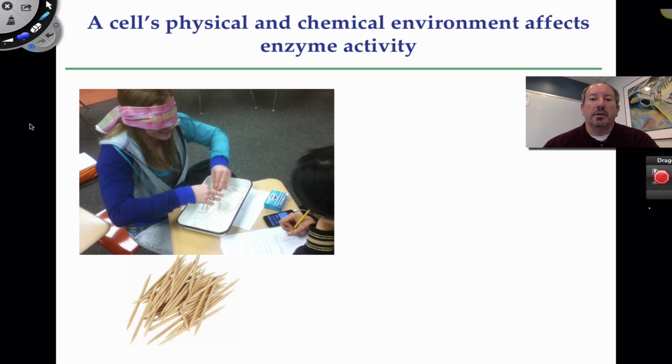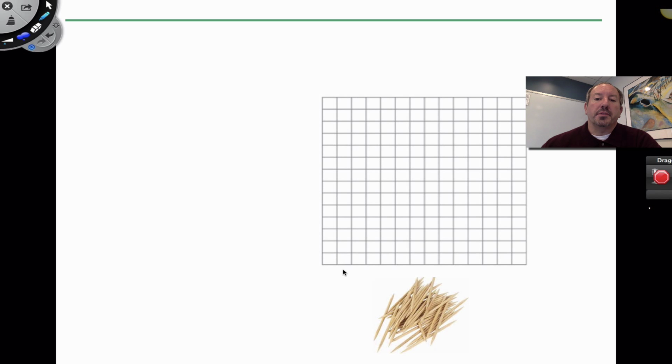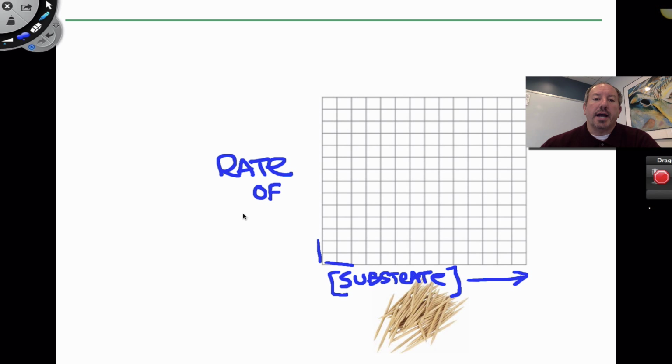And so let's consider this. So, for example, if you had over here, this is the substrate. Do you remember toothpicks like that? And so this would represent, let's do this, substrate. Let me write that in. Substrate concentration. And do you see here, this would be increasing in this direction on the x-axis, like that. So substrate concentration. And this over here would be rate of the reaction. Now, what would this look like?